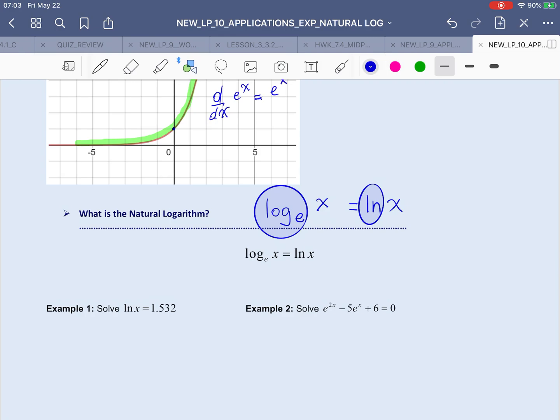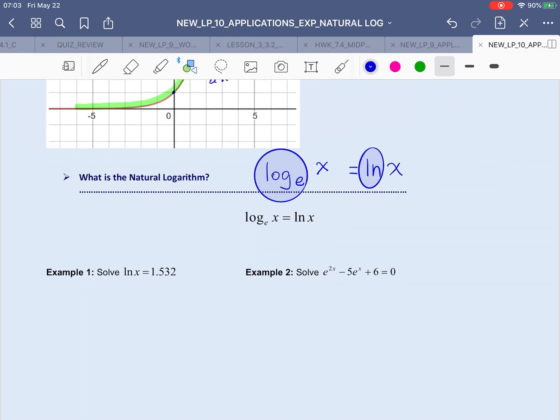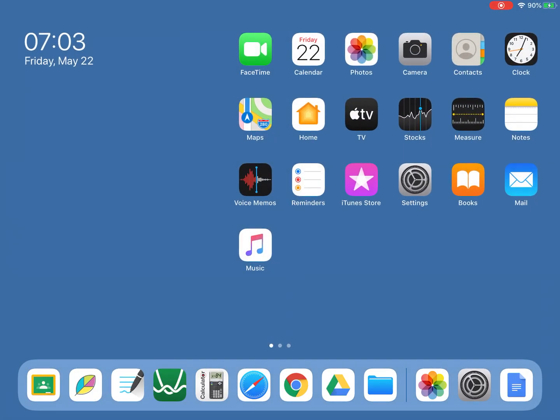We are going to practice only a couple of very basic, very simple examples where we can see how we can use this concept. The first one says ln x equals 1.532, and what we want to do is find x. We don't see what the base in this log is, but because it's ln, the base must be e. So x must equal e to the power of 1.532. That would be the exact answer, by the way.